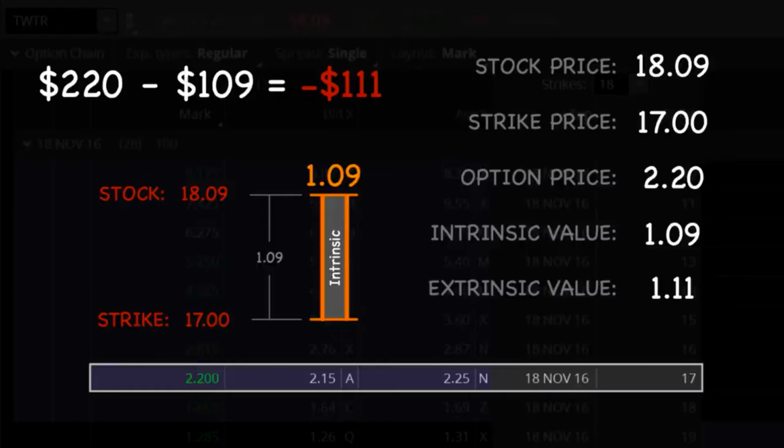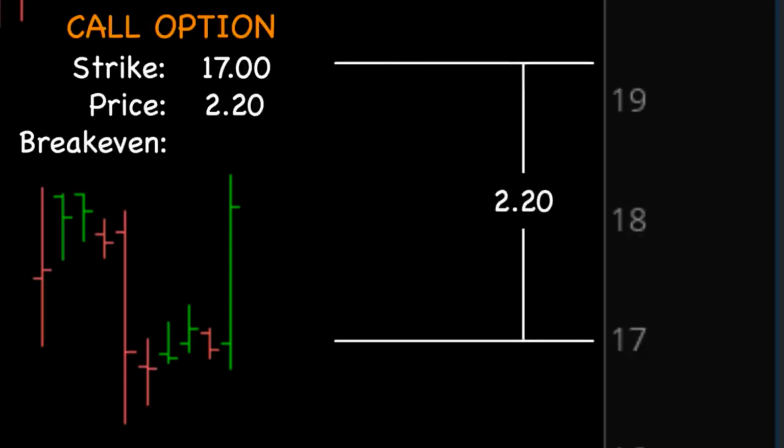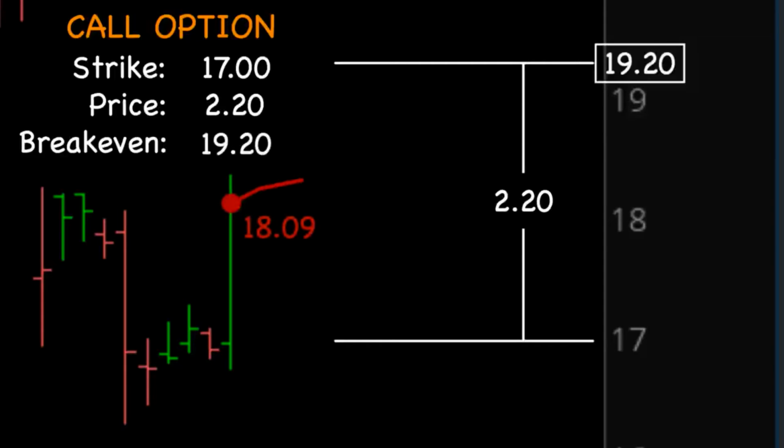For us to have made money on this call option, Twitter stock would have had to move high enough for the intrinsic value to exceed the premium we paid for the option. So for example, we paid $2.20 for the 17 strike call. For us to break even on the trade at expiration, the stock would have to be at 17 plus $2.20, which comes out to be $19.20. Twitter is currently at $18.09, so it would have to move all the way up to $19.20 for us to just break even.